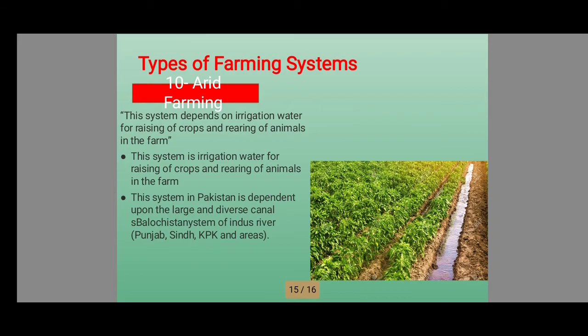Next is irrigated farming. This system depends on irrigation water for raising of crops and rearing of animals in the farm. This system in Pakistan depends upon a large and diverse canal system.